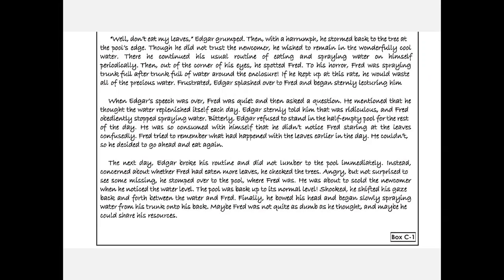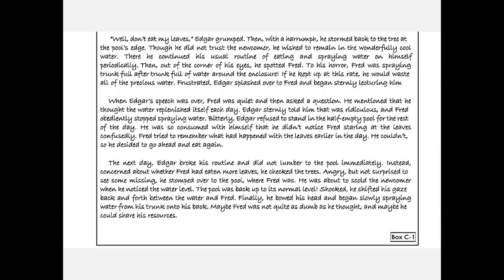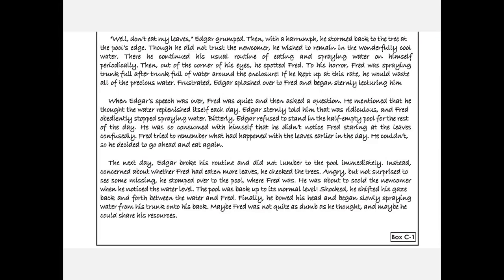I tell them that they can use the word "that" instead of putting a quote in, right? So we can say, and I give examples and I put them on the board. We can say, for example, Fred mentioned, comma, quote, I thought the water replenished itself each day, period, quote. Or we can just say, he mentioned that he thought the water replenished itself each day. Stay in the same paragraph, no need to change. And then Edgar sternly told him that was ridiculous.